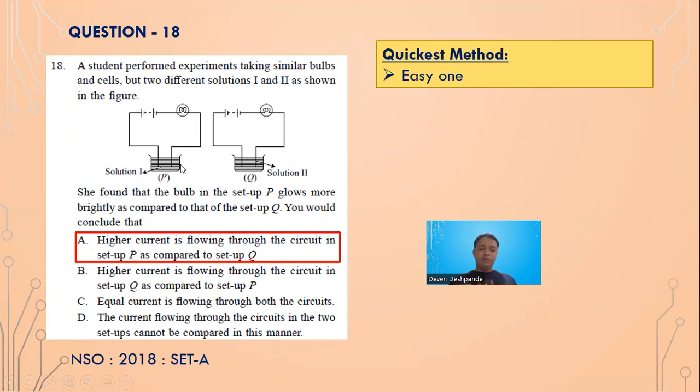It's an easy one because higher current is flowing in the circuit. If solution 1 is a very good conductor of electricity, then higher current will flow here and the bulb will glow brighter as compared to Q, isn't it? So higher current flows in the circuit in setup P as compared to circuit Q. Normally, when the question is a big question, it is not necessary that the question has to be difficult. It could be a very easy question.